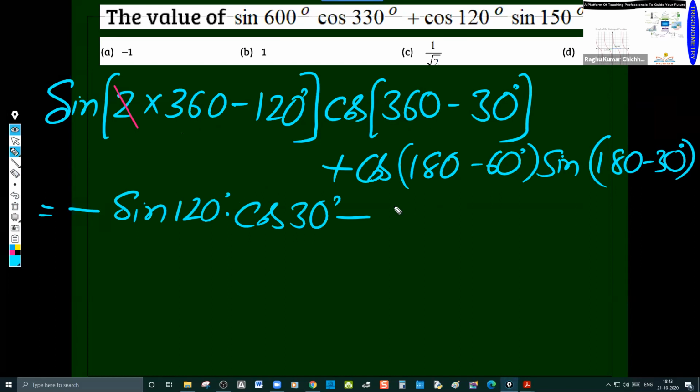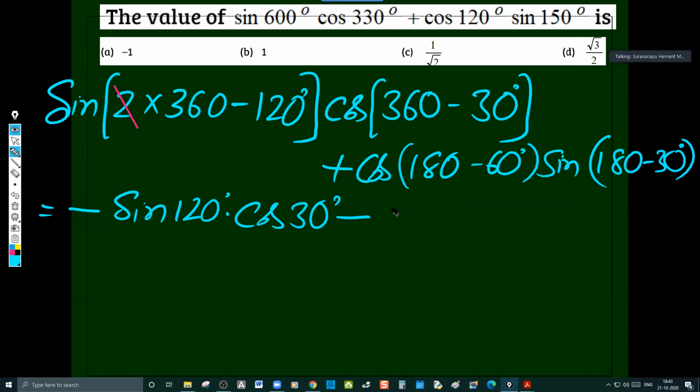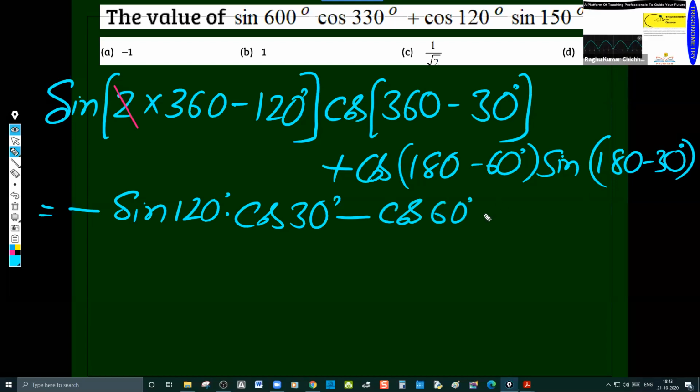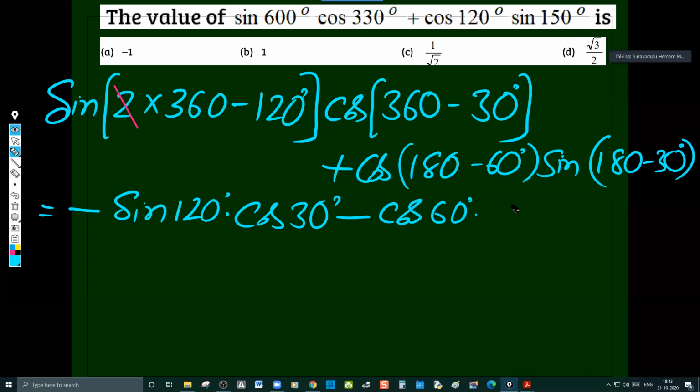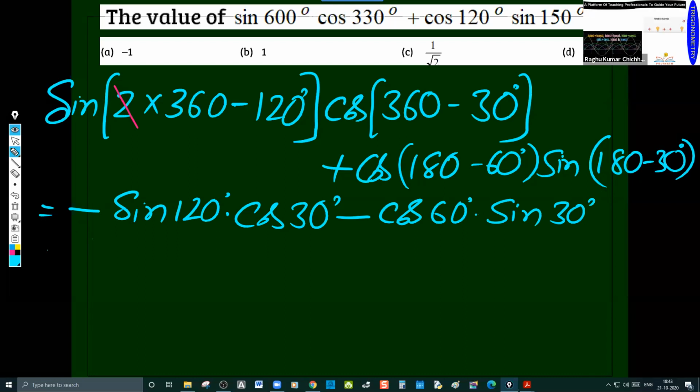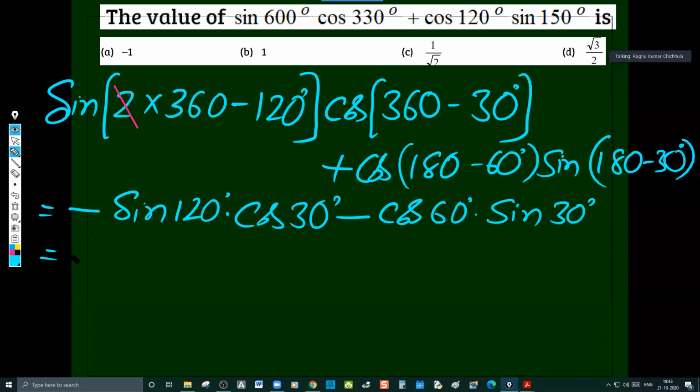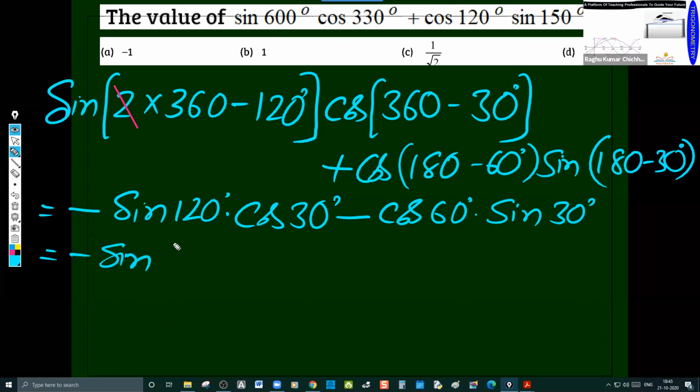Come on, tell me this. That's 180 minus 60, so that's the second quadrant. Over there, cos is negative. Minus cos 60. Correct. This one? That's still the second quadrant, so positive sine 30. Correct, no? Yes, sir. Now I can write this as minus sine 180 minus 60 into cos 30.